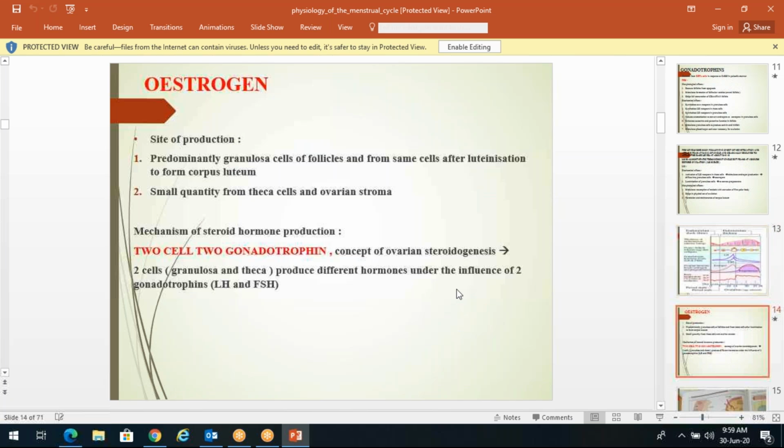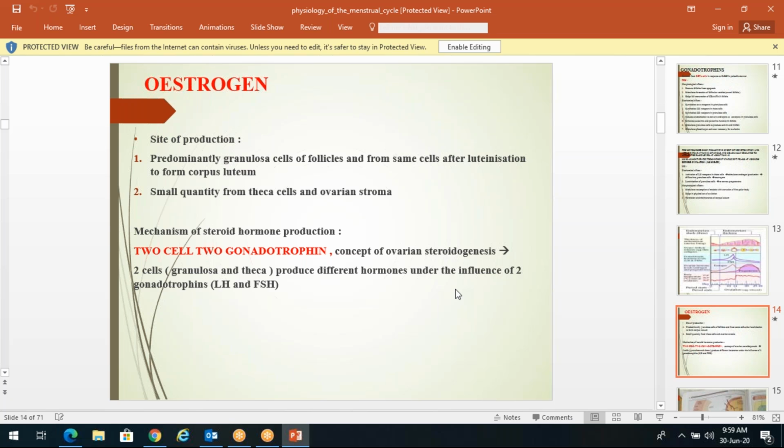So, estrogen again. What is the site of production? It is predominantly produced by the granulosa cells of the follicles, and after ovulation by the corpus luteum. A small quantity comes from the theca cells and ovarian stroma.